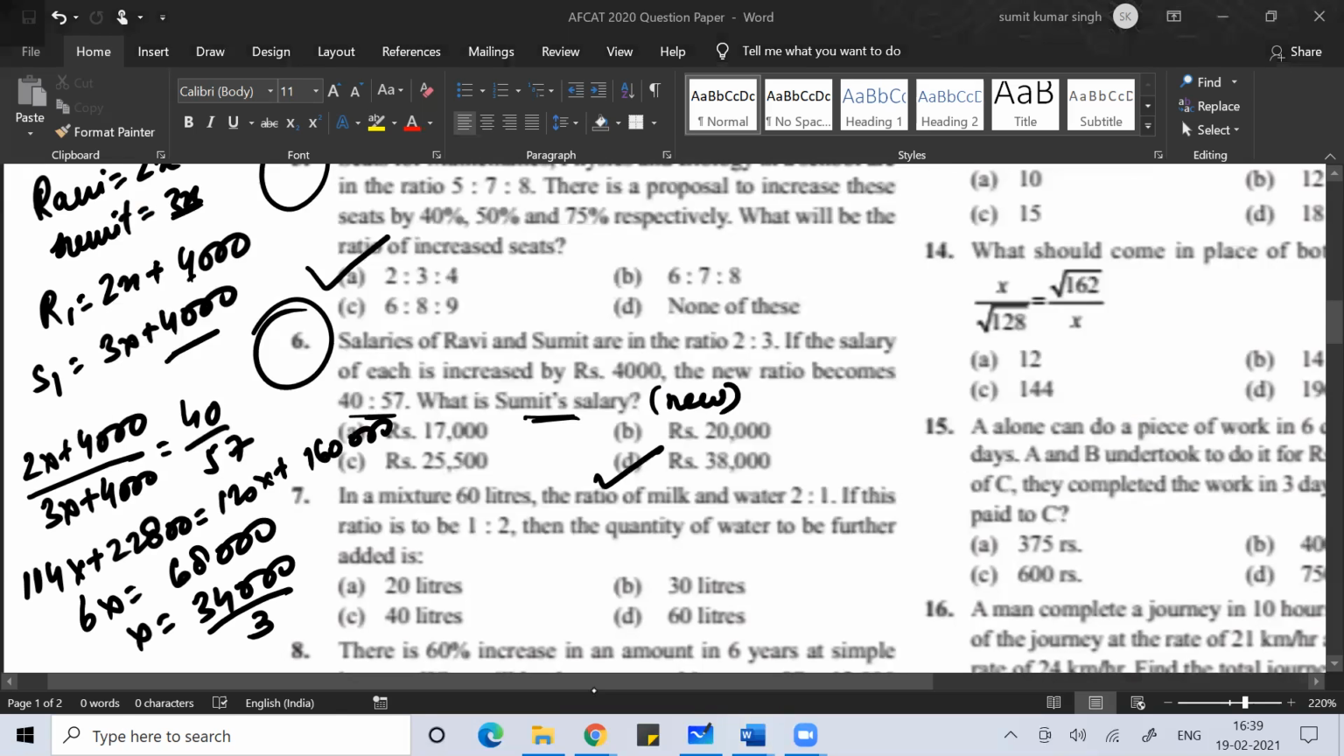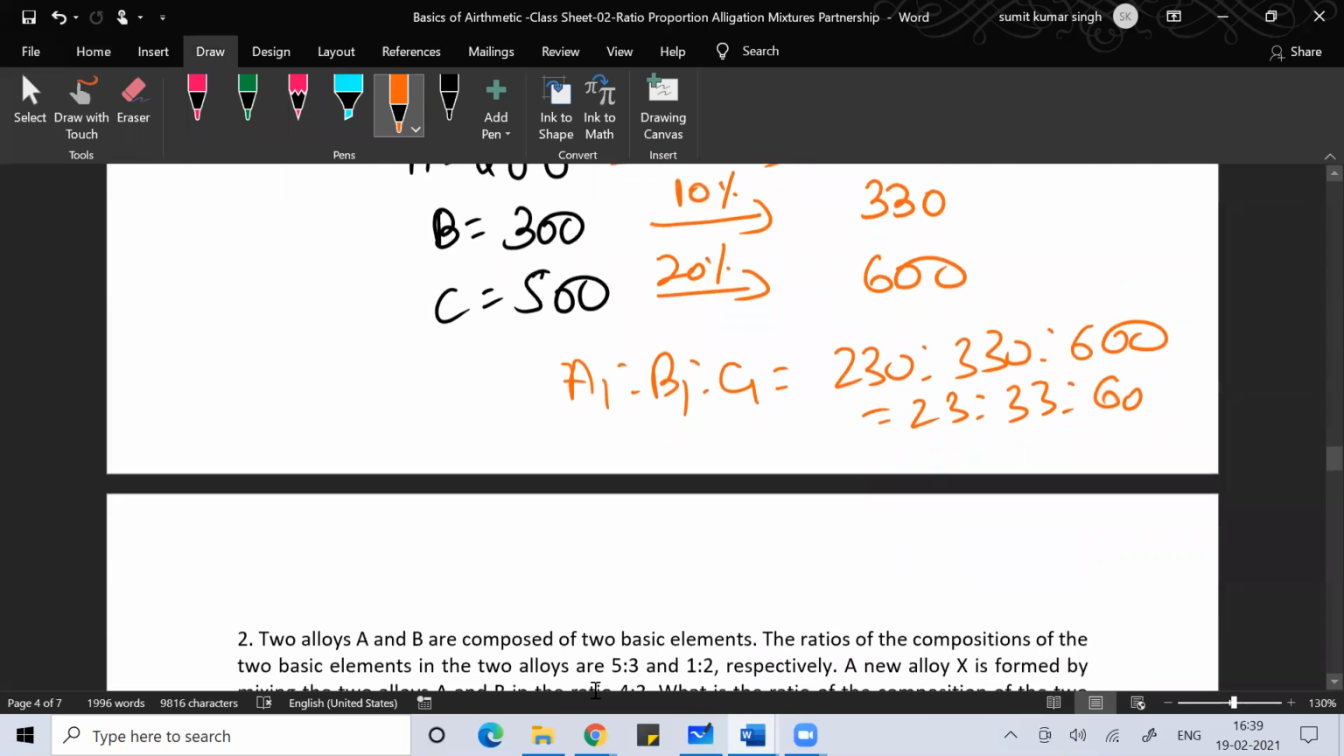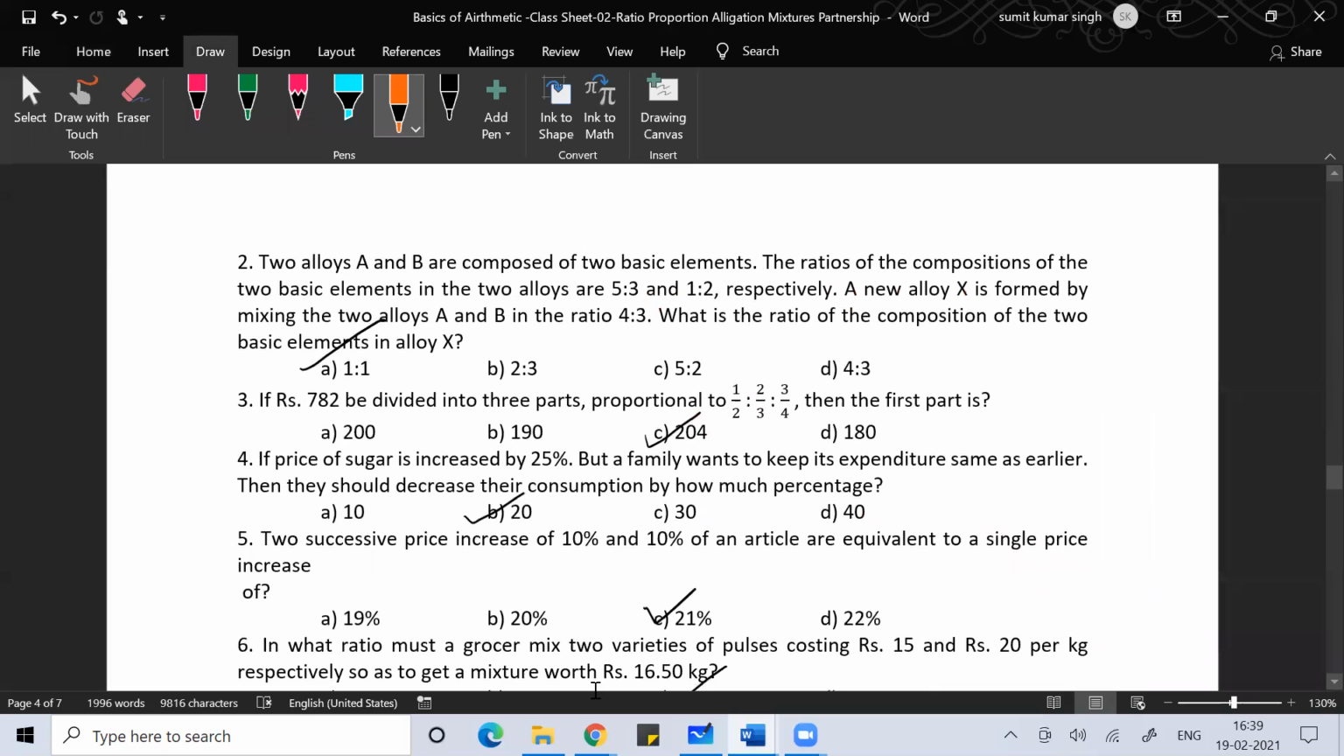So this part, this question we did. Question number two. If you see question number two, two alloys A and B are composed of two basic elements. The ratio of composition of two basic elements in two alloys are 5 is to 3 and 1 is to 2. A new alloy X is formed by mixing the two alloys A and B in the ratio 4 is to 3. What is the ratio of the composition of two basic elements in X?